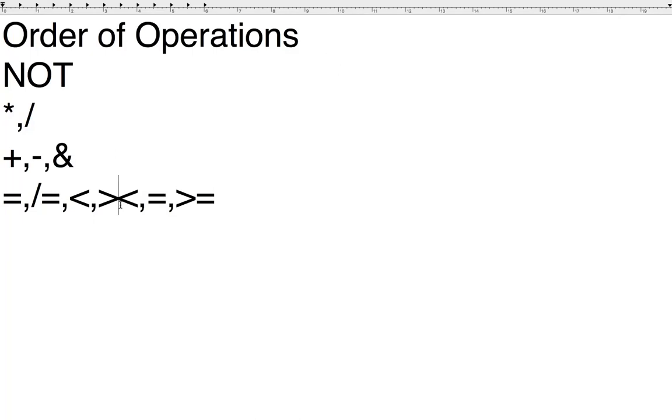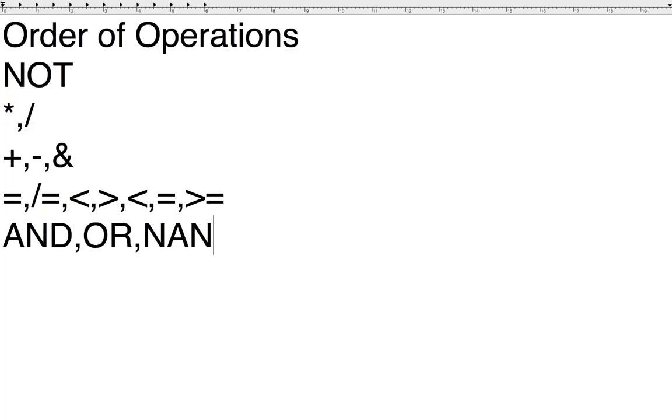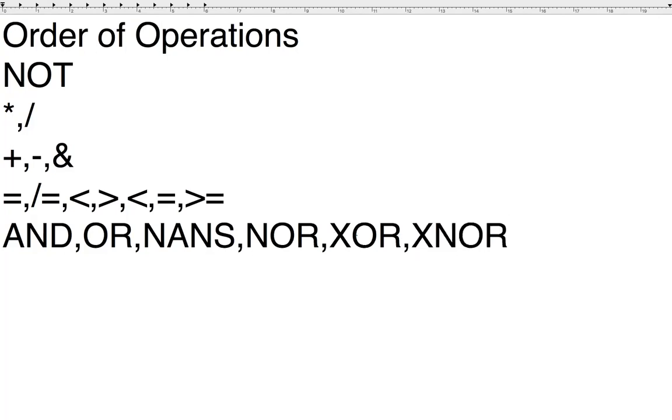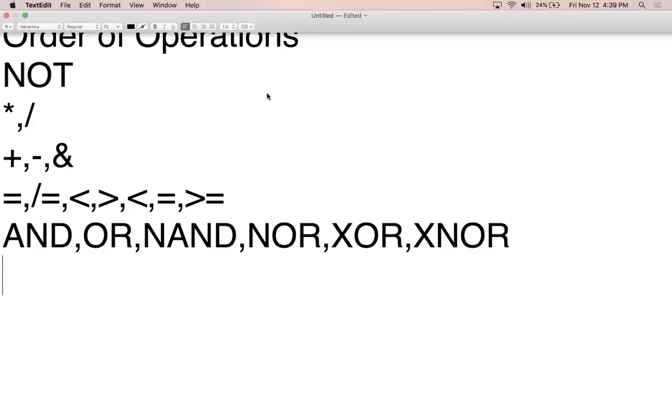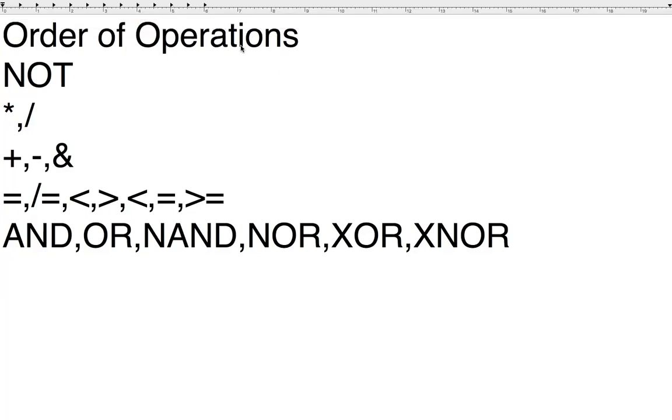And then finally, down here, what we're going to have at the very bottom is AND, OR, NAND, NOR, exclusive OR, and exclusive NOR. Therefore, when you have VHDL in your coding, you need to use parentheses for your order of operations. And so I'm going to do an example here.